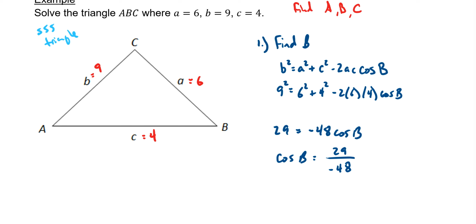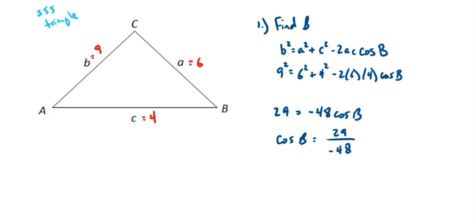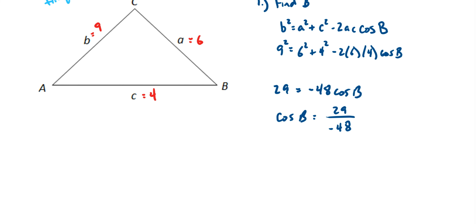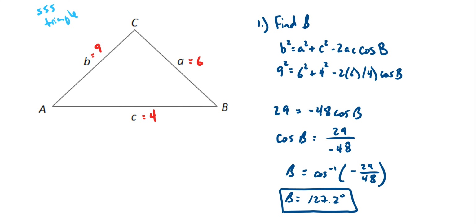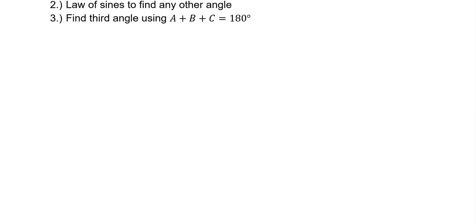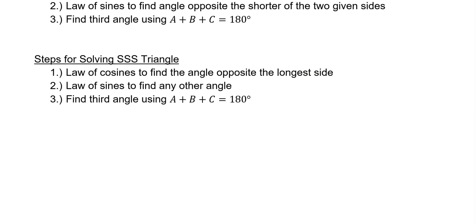So once again, even though this looks messy, we do have our calculators. Hopefully you can do a couple steps in one to clean it up a lot more quickly. And then we're going to do cosine inverse of negative 29 over 48. Plug that in the calculator, and we end up getting 127.2 degrees. So angle B is 127.2 degrees. And in my opinion, that's the most annoying part of this question, because now the next part is going to be use law of sines to find any other angle.